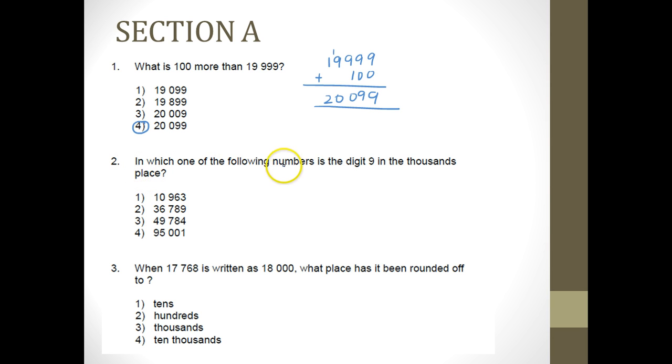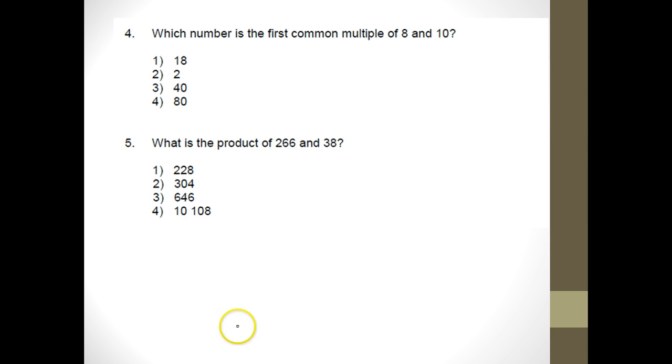Question 2. In which of the following numbers is the digit 9 in the thousands place? Option number 3, because 9 is in the thousands place. Question 3. When 17,768 is written as 18,000, what place is it rounded off to? So we know that 18,000, so it's in the thousands place.